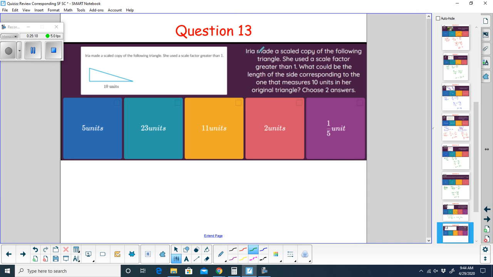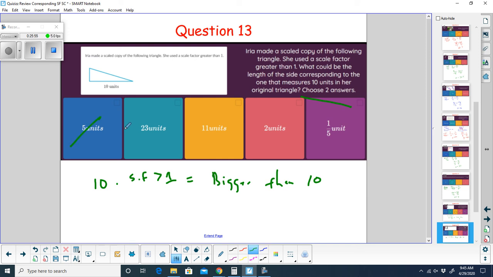Aria made a scale copy of the following triangle. She used a scale factor greater than 1. What could be the length of the side corresponding to the one that measures 10 units in her original triangle? So we have this one, which is 10 units. So 10 times a scale factor greater than 1 means our result is going to be bigger than the original. So it's going to be bigger than 10. So we want to look for two answers that are bigger than 10.